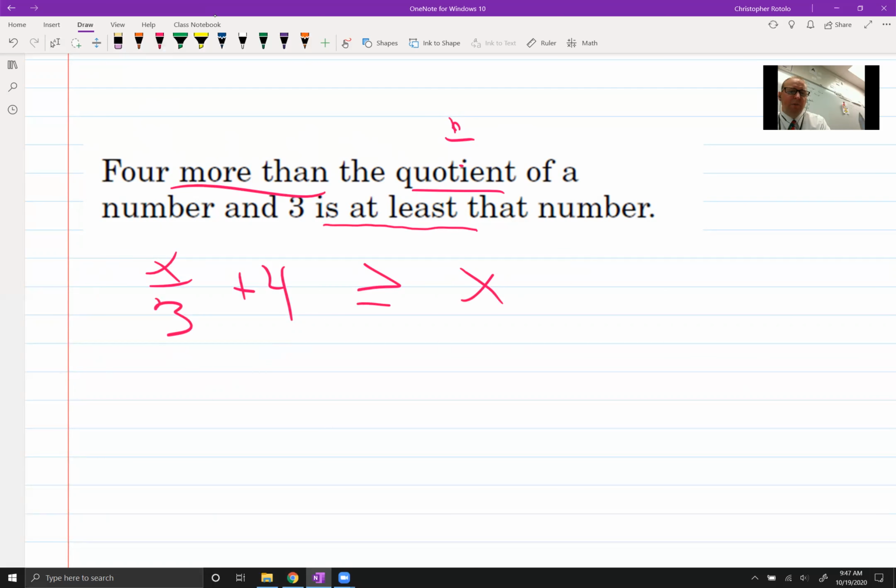When we get into word problems like this, is at least really seems backwards to the way you want to think about it. You're going to use something called greater than for is at least, but that's the proper notation we want to use.